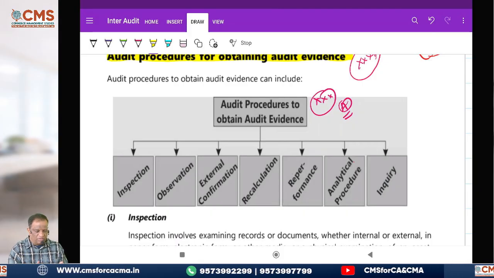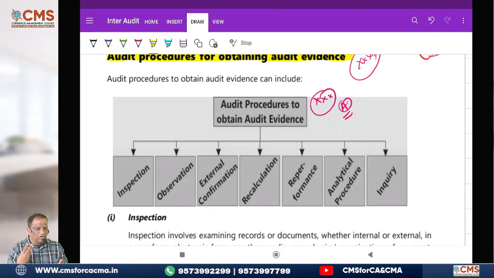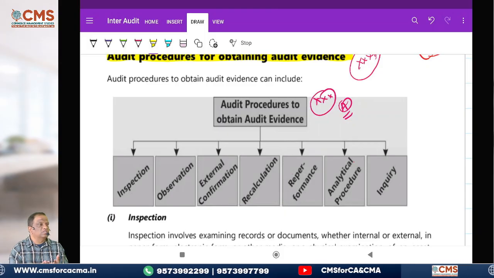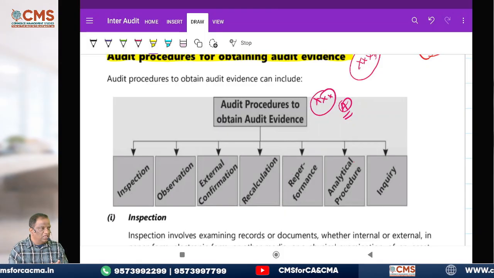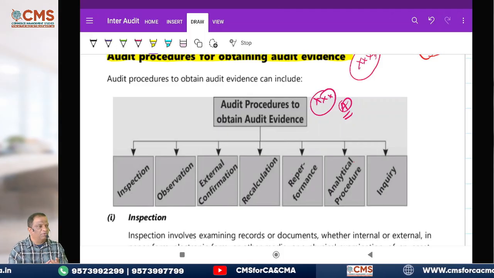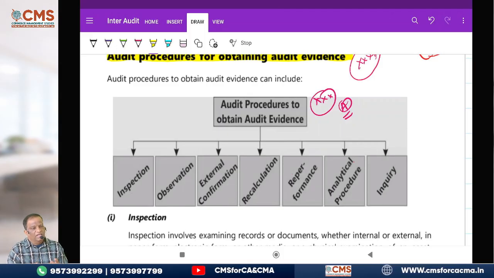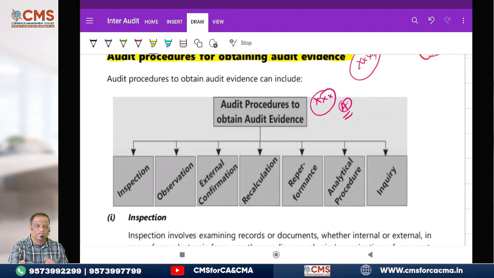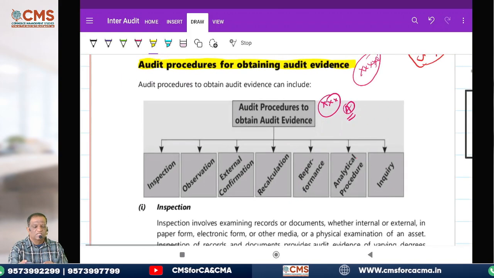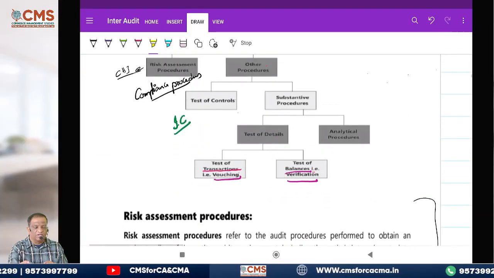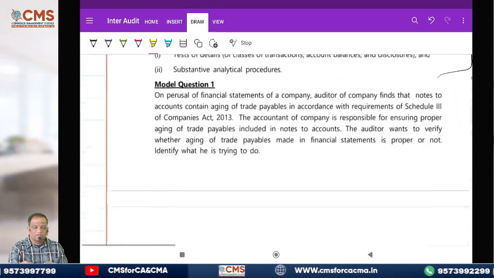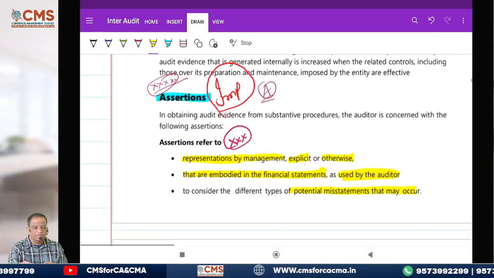So now repeat it for the last time. What are the first three procedures? Inspection, observation, and external confirmation. What are the next two? Recalculation and reperformance. What are the last two? Analytical procedures and inquiry. So these are the procedures through which the auditor would gather this audit evidence. Then risk assessment control procedures I am bypassing.